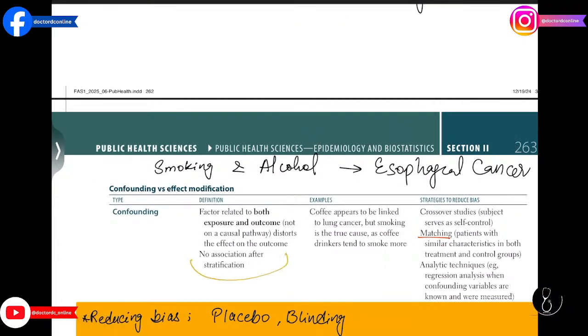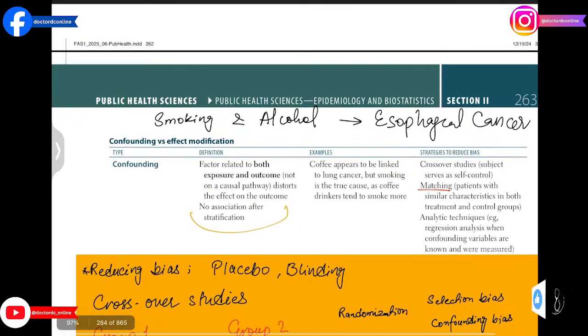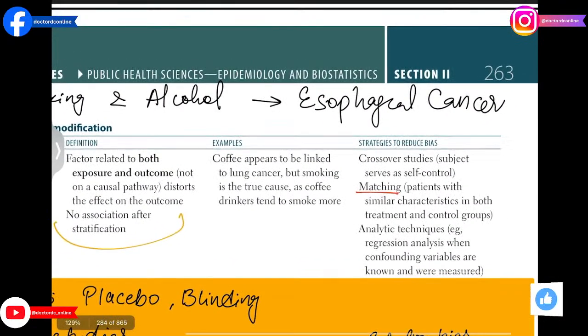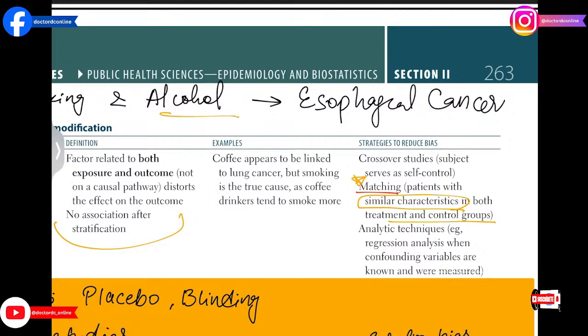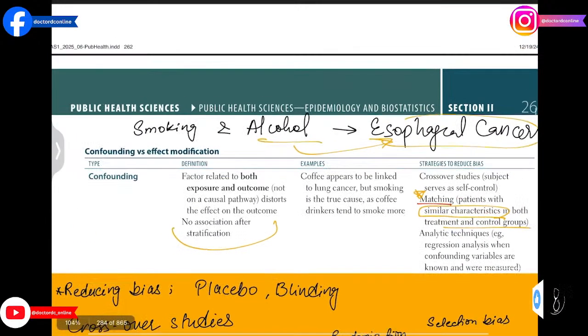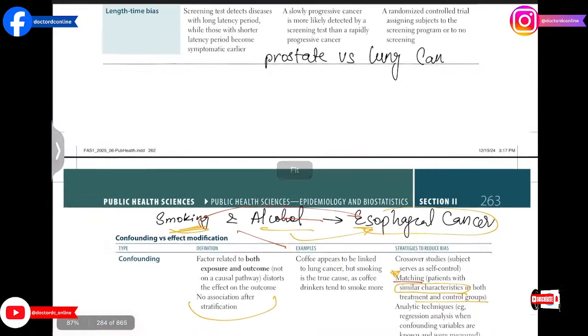The effects of extraneous factors muddle the exposure-disease relationship. It can be prevented by matching controls to cases so that they share the same characteristics, except for the factor of interest. An example here is alcohol and esophageal cancer. If a study aims to see if alcohol causes esophageal cancer, smoking could be a confounding factor. Why? Because smoking is associated with both alcohol use and esophageal cancer. Without controlling for both, you're open to confounding bias.